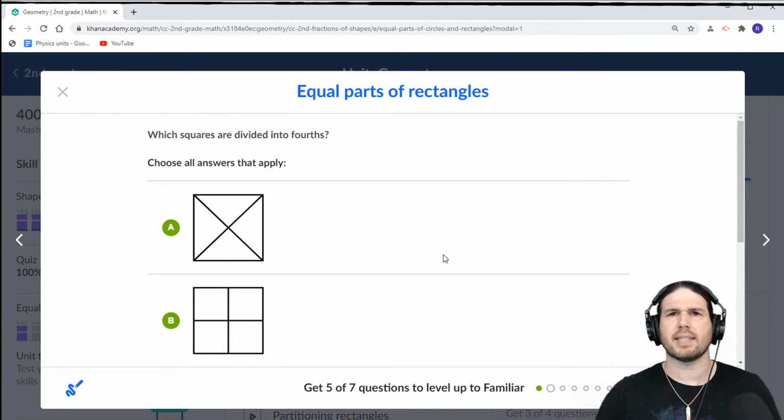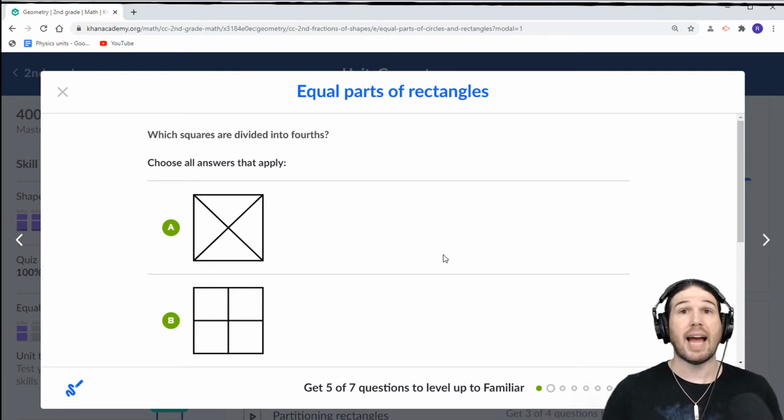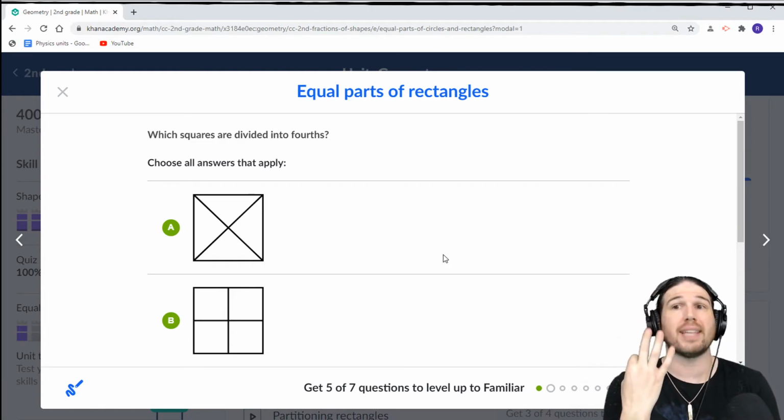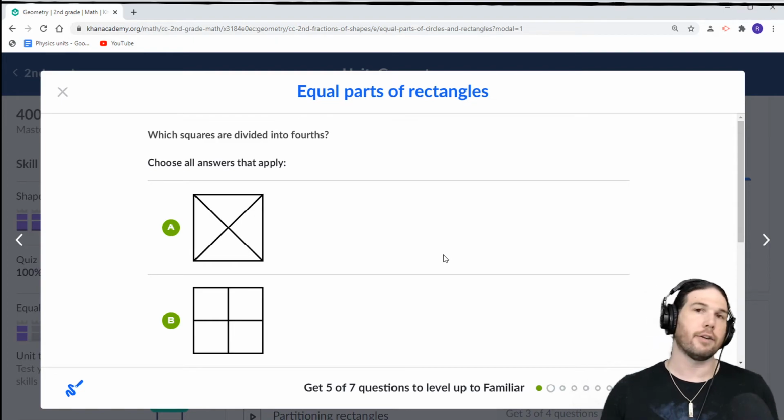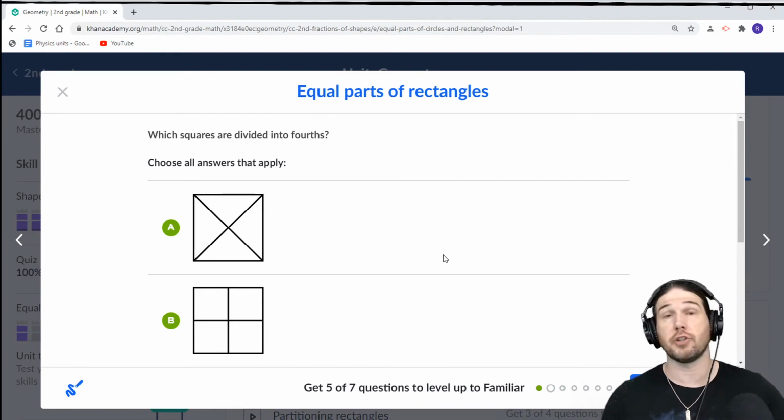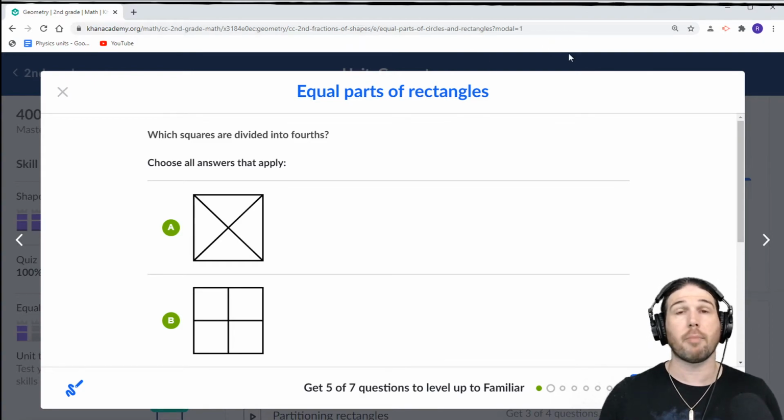So it's really neat to see that there are, as far as I can see, at least 3 different ways that you can take a square and cut it into fourths. And I would challenge your student to see, is there another way? Are there more ways to cut it into fourths?